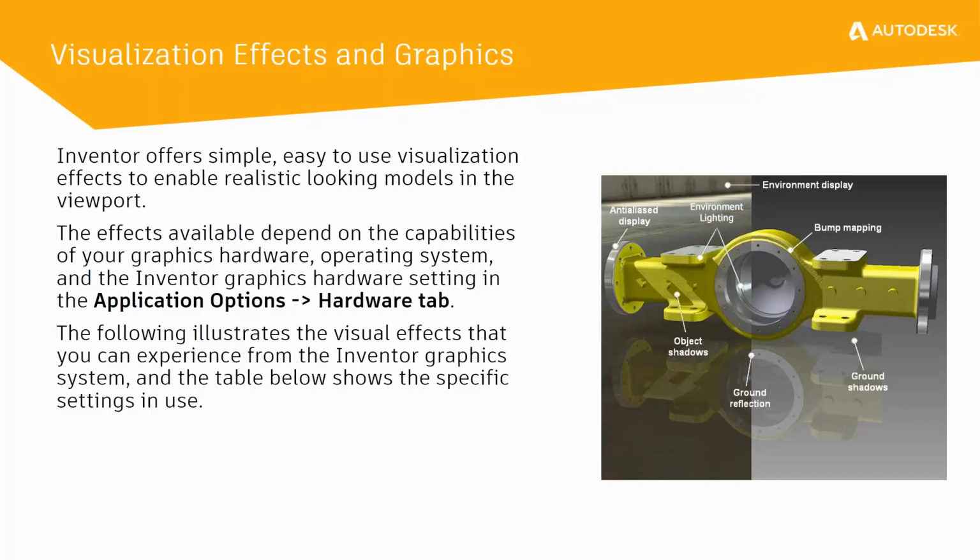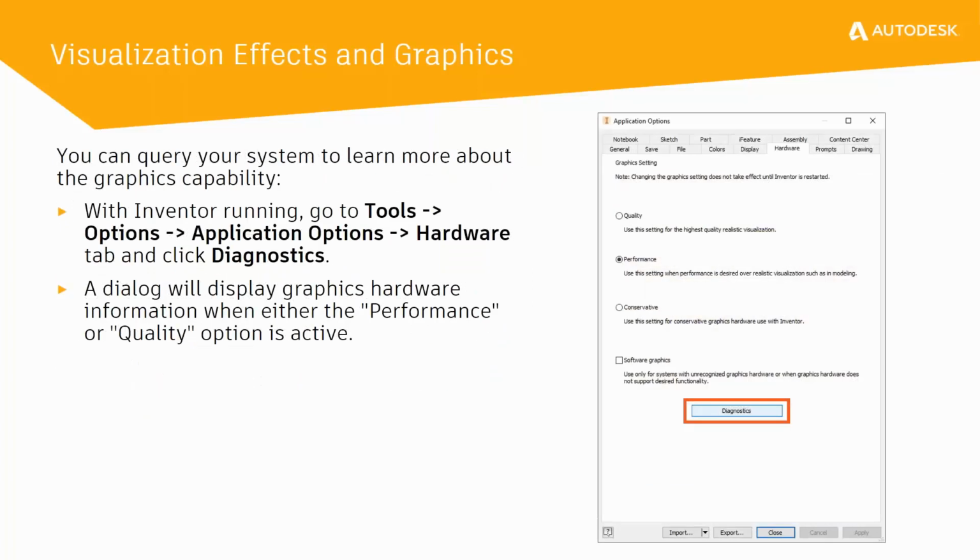Now, one of the best ways of defining the way that your graphics system is going to run inside of Inventor is to use one of the predefined settings from your Application Options Hardware tab, which we highlighted a little bit earlier. And if you select this, you'll find that you can choose a range of different options: quality, performance, and conservative. Now, before we recommended using performance.